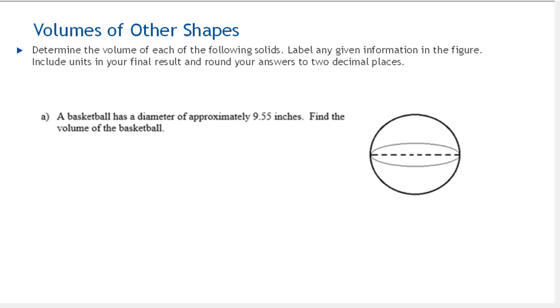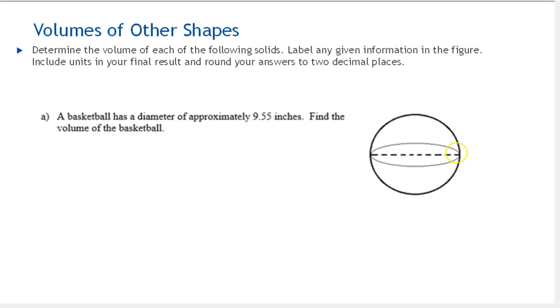In this video, we're going to find volumes of other shapes where we know the formulas but we haven't derived the formulas. So determine the volume of each of the following solids, label any given information in the figure, include units in your final result, and round your answers to 2 decimal places. So we're given a basketball has a diameter of approximately 9.55 inches. Find the volume of the basketball.